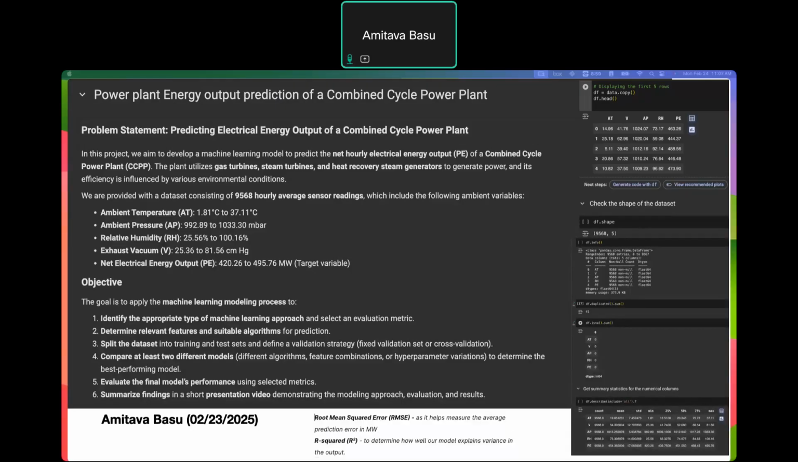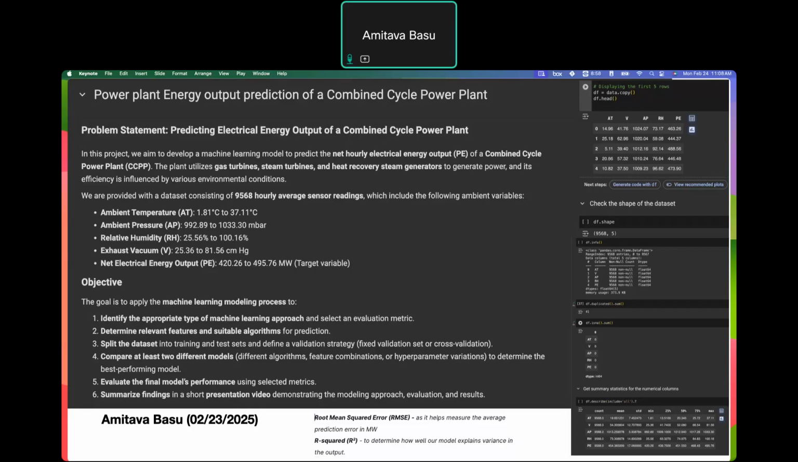Hello, everyone. Today, I'll be presenting my machine learning project on predicting the electrical energy output of a combined cycle power plant. The goal of this project is to develop a predictive model that estimates power output based on environmental factors. The datasets given to us consist of 9,568 observations with 4 numerical input features: temperature, ambient pressure, relative humidity, and exhaust vacuum, and one numerical target variable, net electrical energy output, the column name as P.